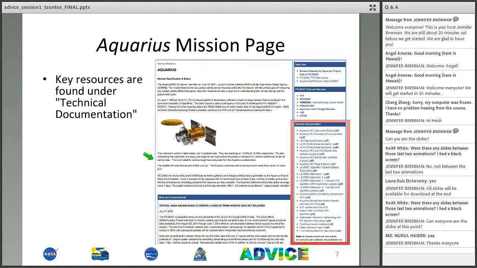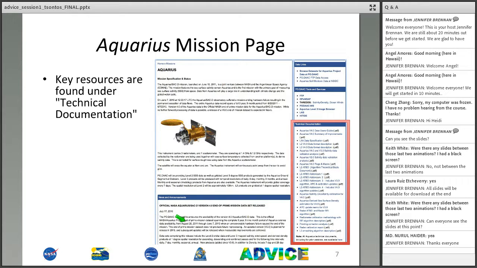Let me orient you a little bit about the layout of this mission page, because this is really a one-stop shop for all resources and information on the Aquarius mission and data at the PO.DAAC. So in the main portion of the screen is essentially a little description of the Aquarius mission itself.